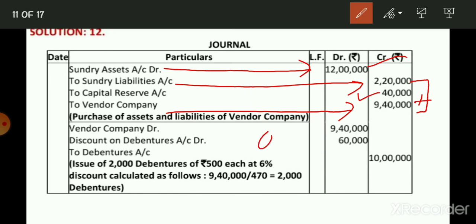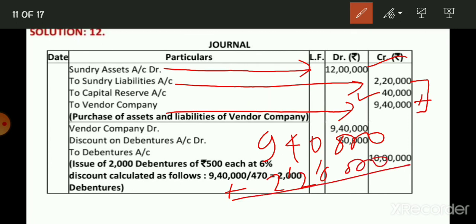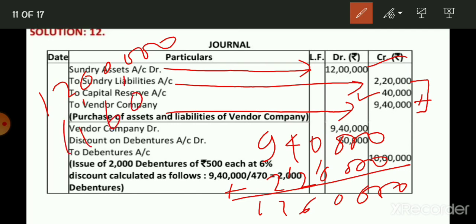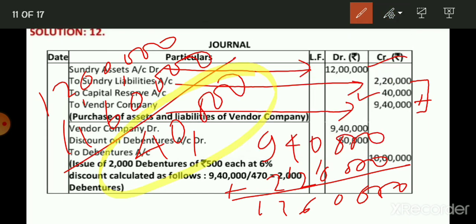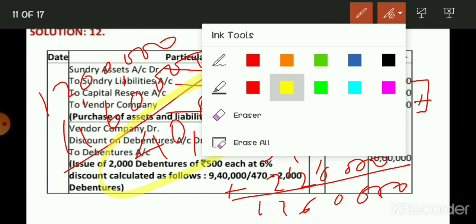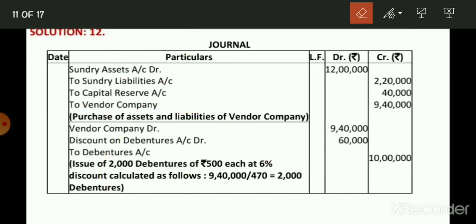How is it? 9,40,000 add back 2,20,000. Okay, so we will get 11,60,000, and from 12 lakh you have to subtract this amount, you will get 40,000. Okay, so this will be the entry and this will be the calculation.